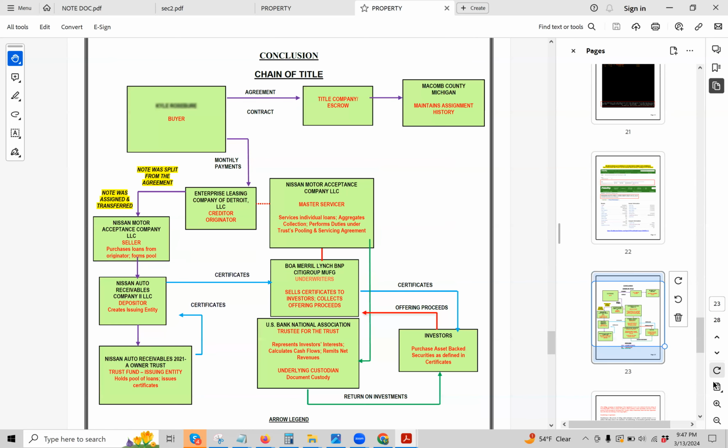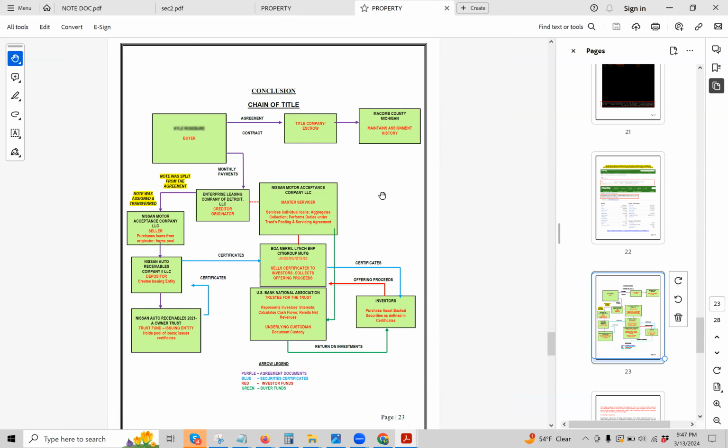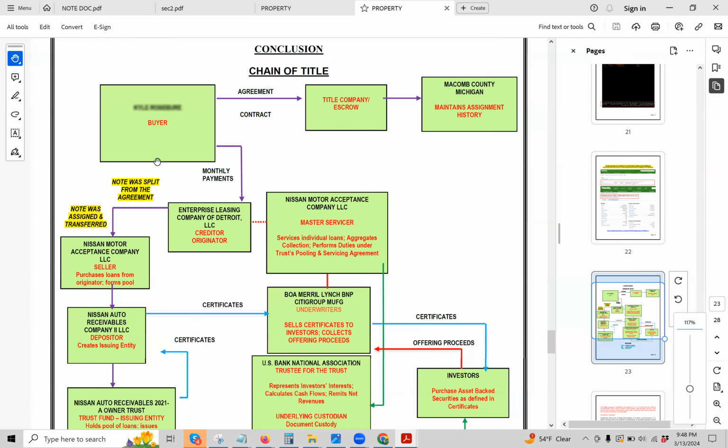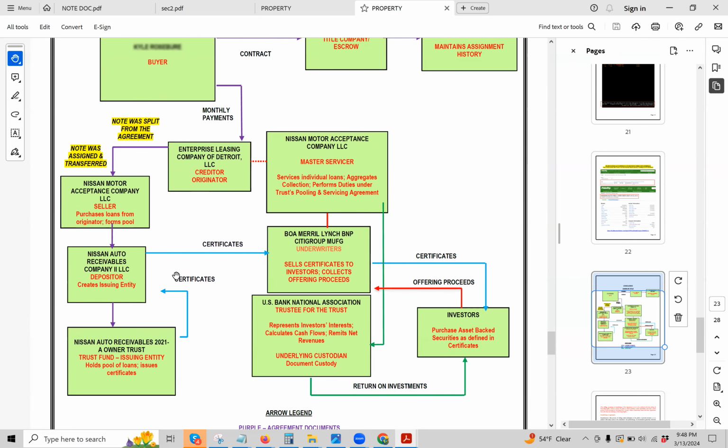And this is obviously a very important and good piece of the report, which is showing you the chain of title. Here is basically a flow. It's showing you the buyer, the seller, the creditor, the originator, the master servicer, the underwriter, and it's showing you the flow. It says here in the highlighted yellow, the note was split from the agreement. The note was assigned and transferred. So these are all key pieces of information.